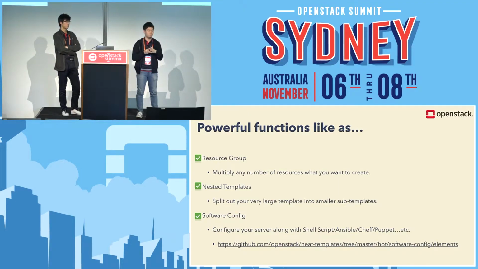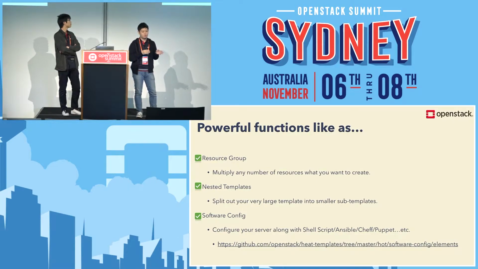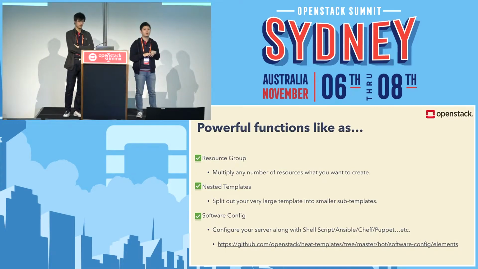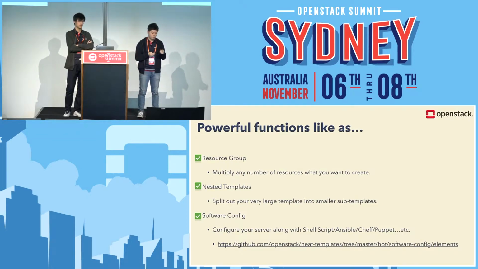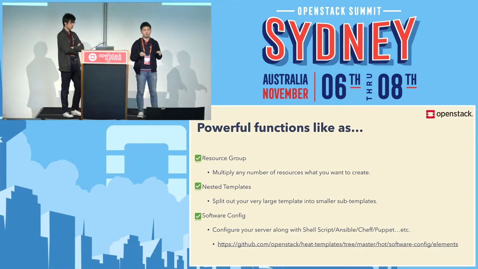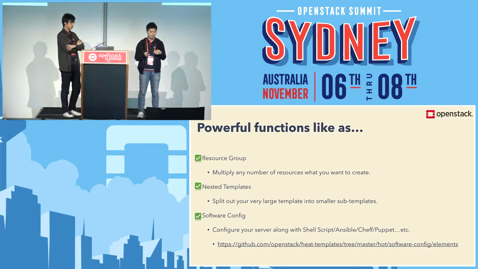It's really powerful. And the third one is the software config. So far, I've just been talking about how to create your OpenStack resources. But if you use the software config function, you can get into the middleware and OS configuration side also. And you can integrate with shell scripts, Ansible, Chef, Puppet, or any provisioning tool. For details, you can get information from that URL. And hopefully, I will share this slide pack later on.